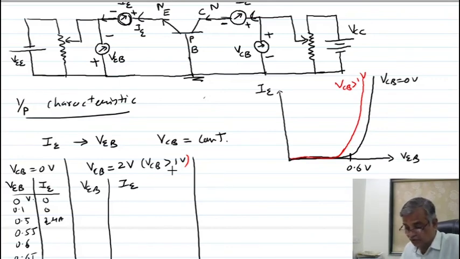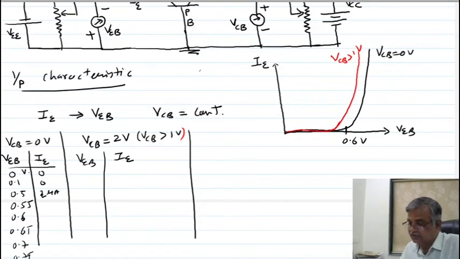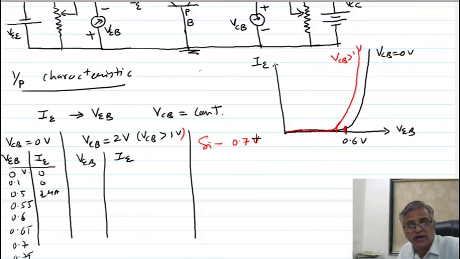So what is the conclusion from this graph? This graph shows that the input characteristics is just like forward bias diode characteristics. And it shows that a certain minimum value of the voltage is required for the conduction of the transistor. For your knowledge, for a silicon transistor, of the order of 0.7 volt is required for the conduction of the transistor.